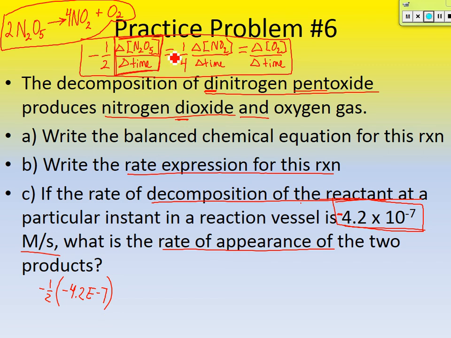Now let's set that equal to the next term, which is the rate at which nitrogen dioxide is going to appear. But I've got to include this 1/4. Now I'm going to put in the change in concentration of NO2 over the change in time. So this term right here is the rate at which NO2 is forming. That's what I'm solving for. If you want to just call this whole thing X, that's what we're doing. So what I would do first is take a negative 1/2 times a negative 4.2 times 10 to the minus 7. So let's do that.